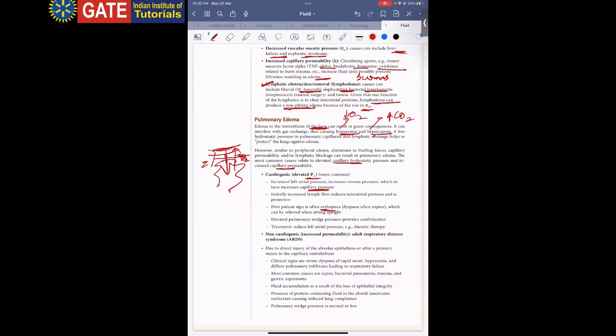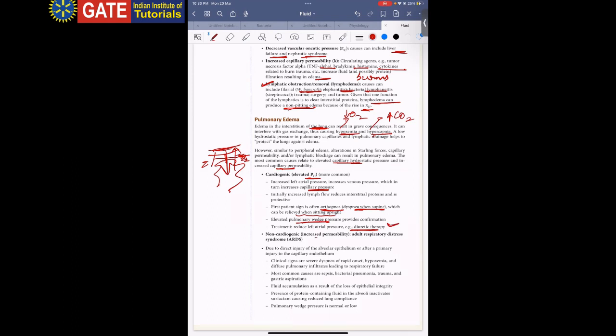The first sign will be the orthopnea, that is patient whenever they lie supine or whenever they lay down, they will have the dyspnea or difficulty breathing. And when the patient sits up, he will feel all right. There will be elevated pulmonary wedge pressure. And treatment, you have to reduce the pressure of your left atrium by the diuretic therapy, because that will remove the excess of the fluid from your body.